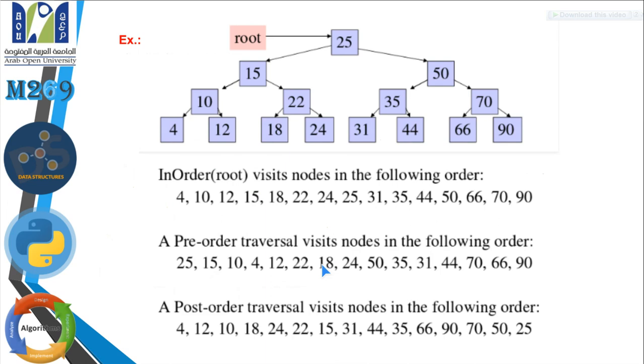Here are more examples. You can do this at home to traverse the trees and find the in-order, pre-order, and post-order traversal of the given tree.